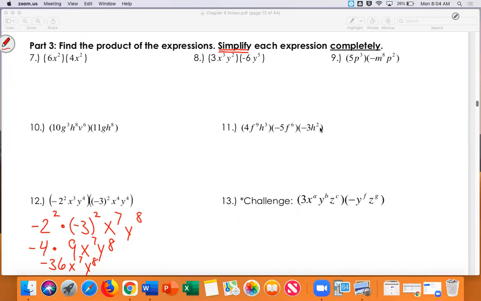All right. Who wants to choose now? All right, Neve, which one do you want me to do? 13. Oh, the challenge, right? Now, did you pick 13 because it just says challenge? Yeah. Okay. So with 13, again, it just says simplify. So let's look at the numbers. I have 3 and I have -1, so I'm just going to write it as -3.